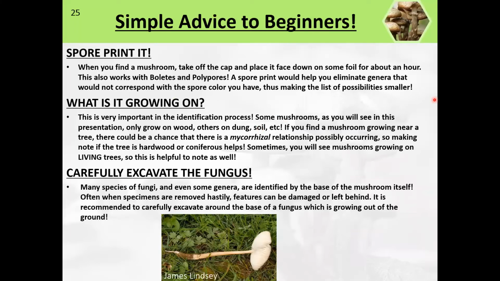So simple advice to beginners: you want to spore print it. If you find a mushroom with gills, it also works with other genera, but mainly with the gill fungi, you'll be able to eliminate a lot of genera and go forward from there. You want to take the cap off and place it on some foil for about an hour. That gives it enough time to drop the spores and give you a spore print coloration.